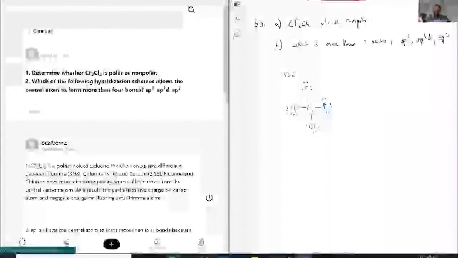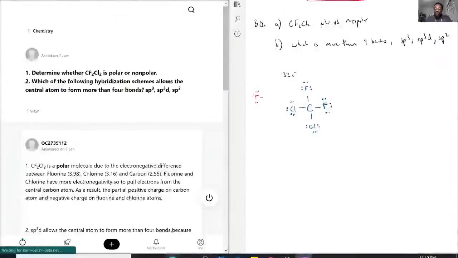And do all these have a formal charge of 0? Let's find out. Fluorine's formal charge is 3 lone pairs and 1 bond, which is what it's doing. Same thing with the chlorine, 3 lone pairs and 1 bond. And for the carbon, for it to be 0, is just 4 bonds. So all of these fit the criteria of having a formal charge of 0. So that's the Lewis structure.